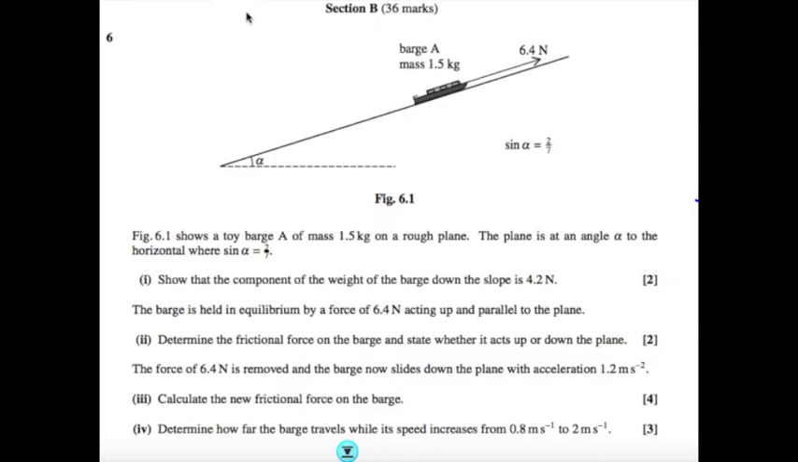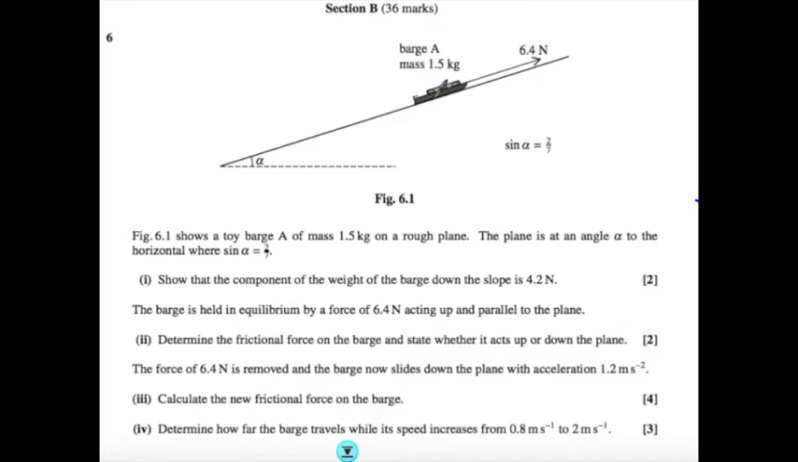Right, so now we're on to question 6, so we're in section B. Figure 6.1 shows a toy barge A of mass 1.5 kilograms on a rough plane. So we know there's going to be some friction acting. The plane is at an angle alpha to the horizontal, and they've told us sine alpha is 2/7. Show that the component of the weight of the barge down the slope is 4.2 newtons. Remember, whenever you're doing these kind of slope questions, 99% of the time it's going to make your life much easier if everything's resolved parallel and perpendicular to the slope.